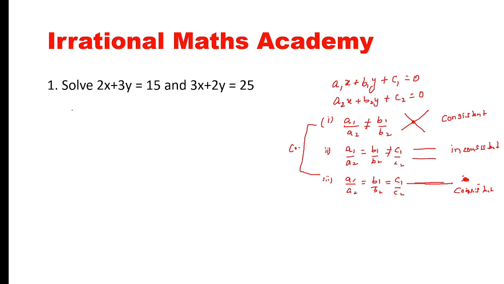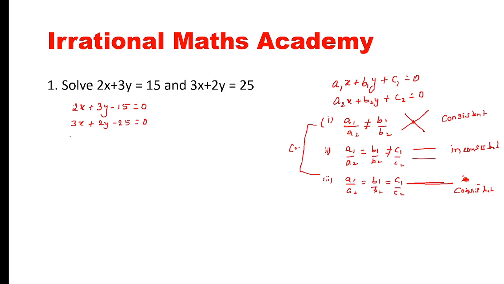Now let us solve this one. Let me write it down in standard form. 2x plus 3y, and this 15, if I transpose it to this side, it becomes minus 15 equal to 0. And 3x plus 2y minus 25 equal to 0.